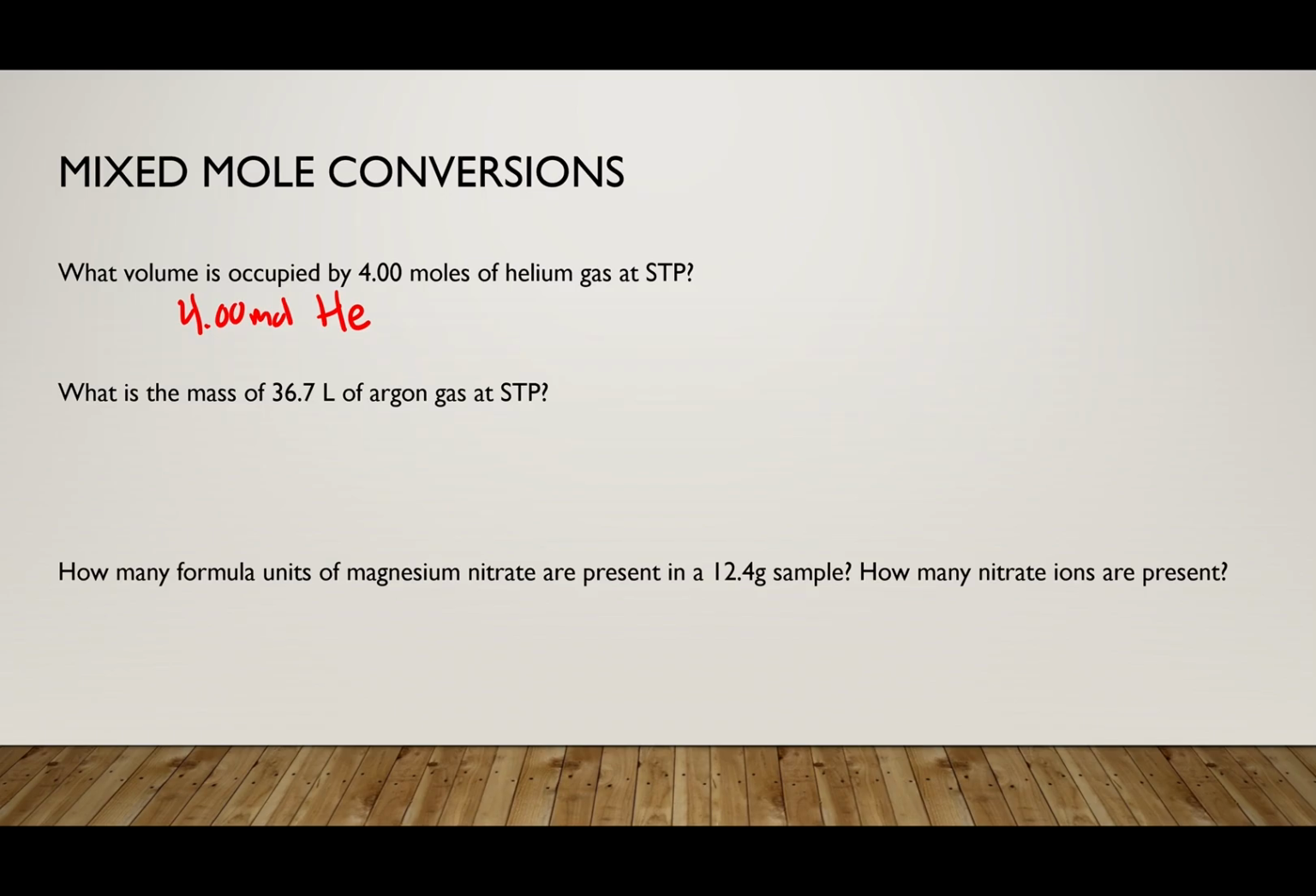And it is very important that we specify here that we are at STP. Because we are at STP, we can use our molar volume. So we're going from moles, and we want to hit liters, which is volume. Now at STP, 1 mole of any gas occupies 22.4 liters of space. So 4 moles of helium would occupy a volume of 89.6 liters.